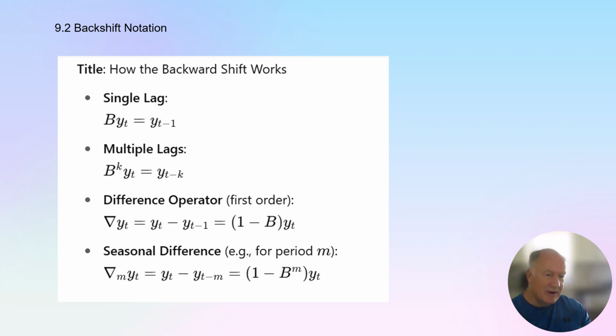If we look at the differencing operator, this upside-down triangle times y_t is equal to y_t minus y_{t-1}, and we get (1 - B) y_t. And for seasonal differencing, it should be y_t minus y_{t-m}, and we can write this as (1 - B^m) y_t.